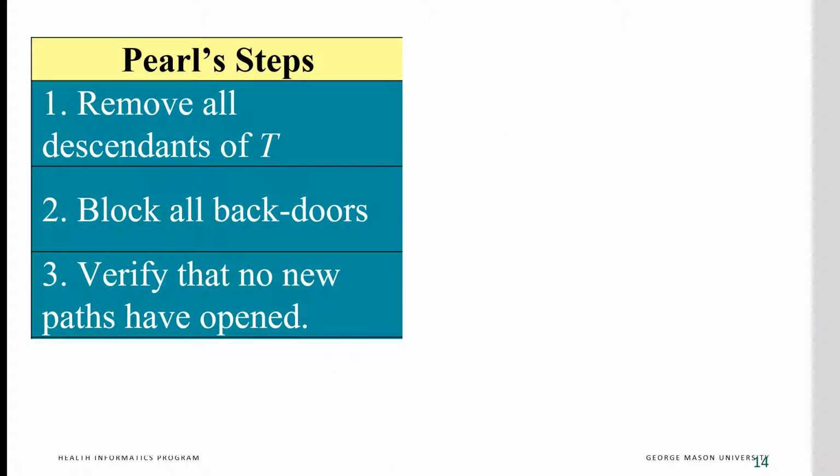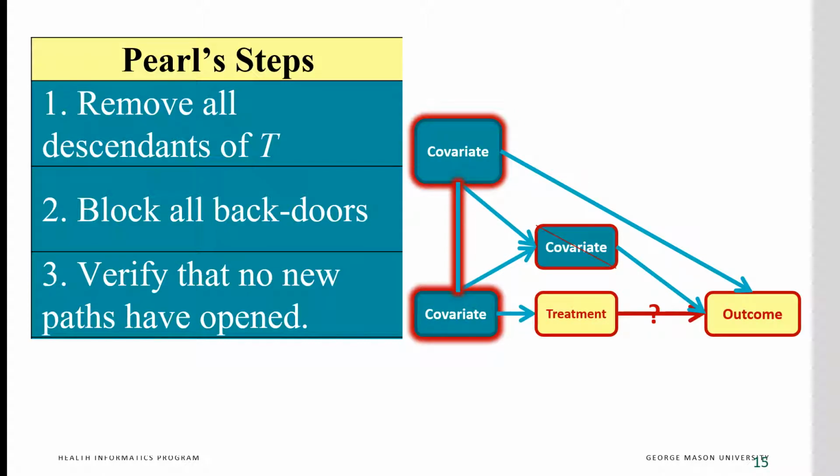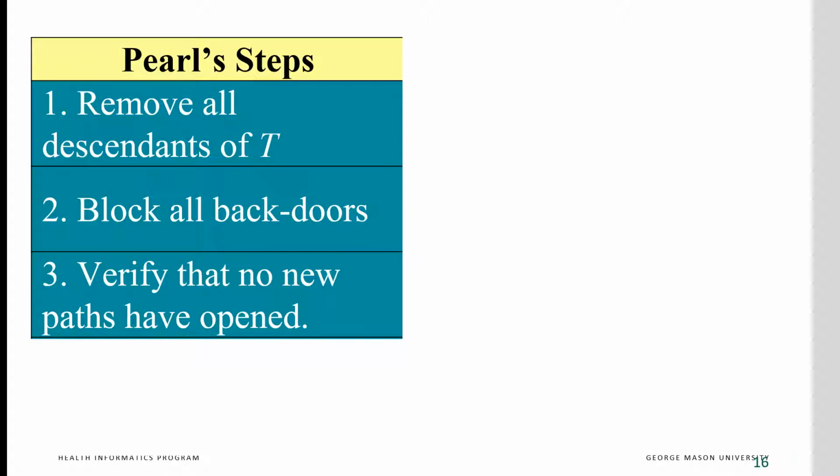In blocking a backdoor path, one may condition on a common effect. Conditioning on a common effect may open new backdoor paths. One has to block these new backdoor paths as well. In this network, we have blocked the backdoor path on a common effect covariate, which has created a new association between its two causes, so the backdoor is not blocked at all. When blocking backdoors, it's important to verify that no new backdoors have been opened.